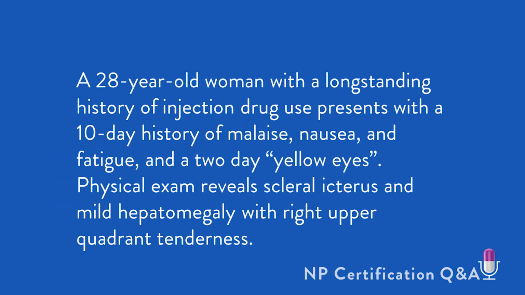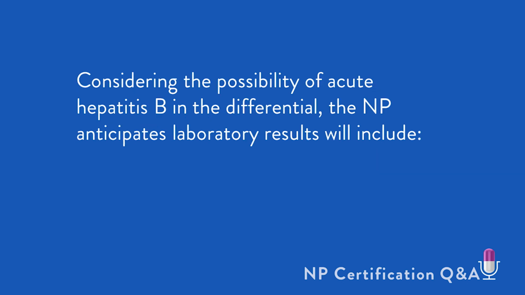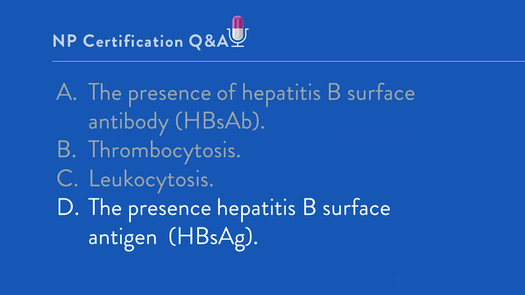We have a 28-year-old woman with a long-standing history of injection drug use, presents with a 10-day history of malaise, nausea, fatigue, and a 2-day history of, quote, yellow eyes, close quote. Physical exam reveals scleral icterus and mild hepatomegaly with right upper quadrant abdominal tenderness. Considering the possibility of acute hepatitis B in the differential, the NP anticipates laboratory findings will include A, the presence of Hep B surface antibody. This is incorrect.